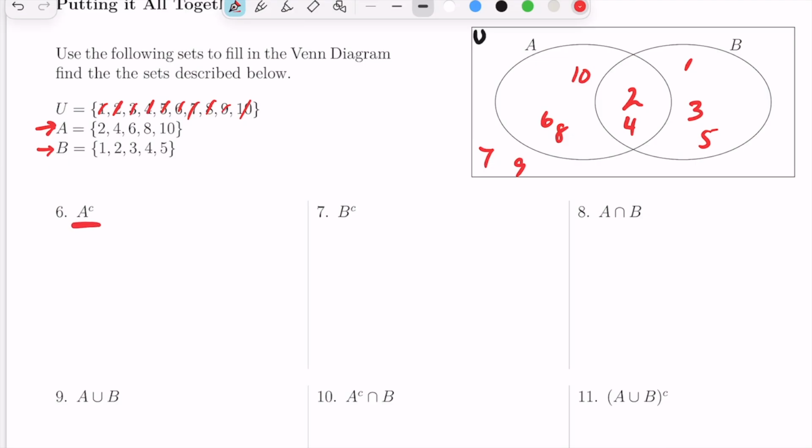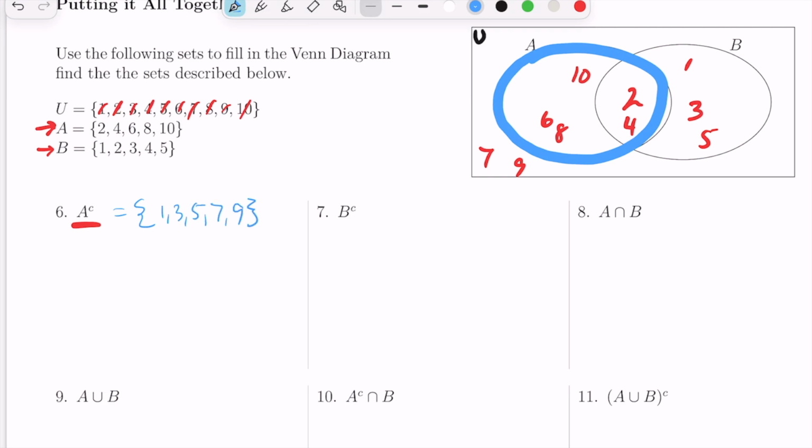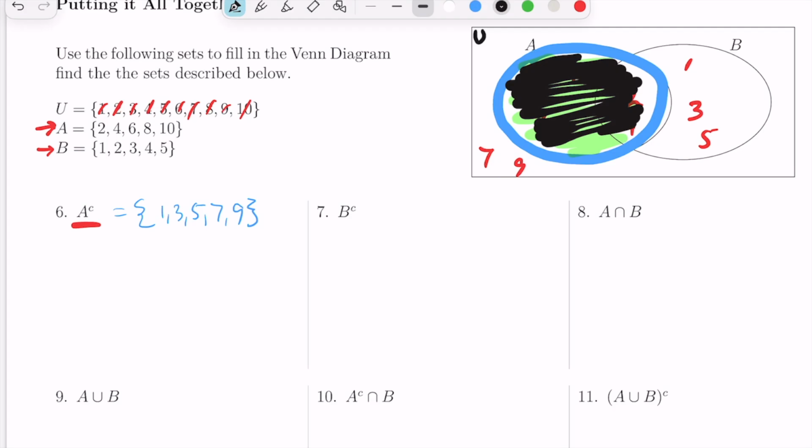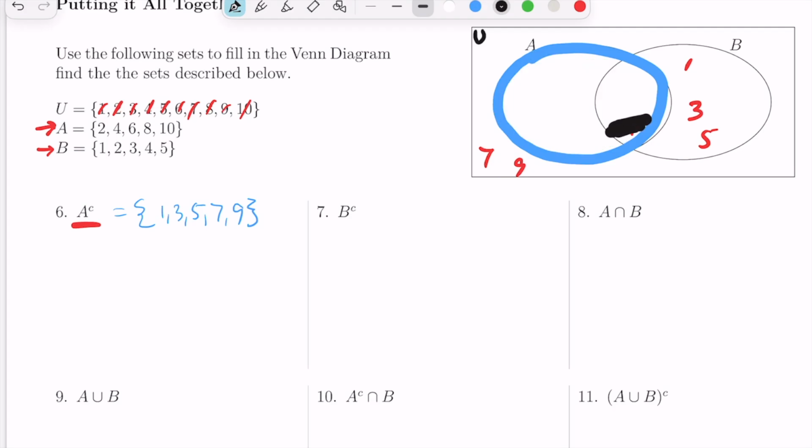When I have a complement, what I'm looking at here is all of the elements in A. This would be A, everything that's inside the circle. Everything that's outside the circle, that's a complement. A complement would be 1, 3, 5, 7, and 9. A is everything inside the circle, that's all these. A complement is everything outside the circle. So again, if you want to just cover these up so that you don't accidentally write them down, you can. Everything that you still see is a part of A complement, or in other words, not A.